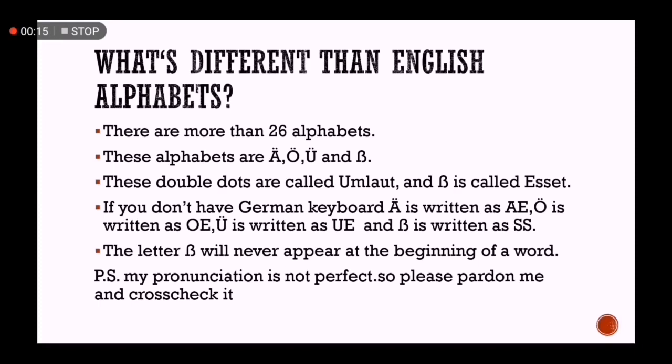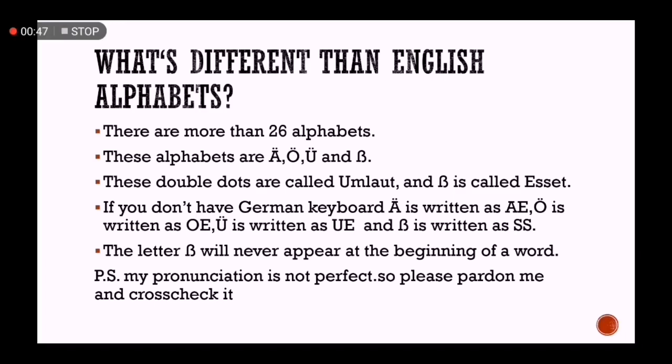German alphabets are more than 26 letters, and these extra letters are A umlaut, O umlaut, U umlaut, and Eszett. These double dots are called umlaut and Eszett is called Eszett. If you don't have a German keyboard, A umlaut is written as AE, O umlaut is written as OE, U umlaut is written as UE, and Eszett is written as double S. The letter Eszett will never appear at the beginning of a word.